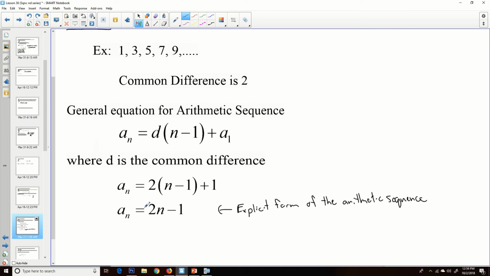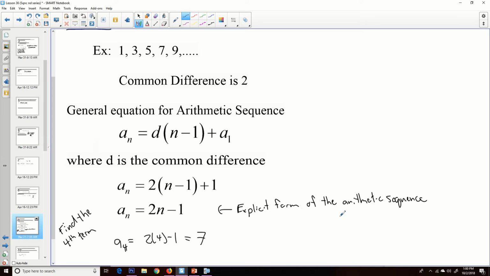Now, we can use that to calculate any term. So let's say I wanted to find the fourth term, right? So that would be a sub 4. Well, all I have to do is 2 times 4 minus 1, which is 7. I come up here, 1, 2, 3, 4, there's the fourth term.